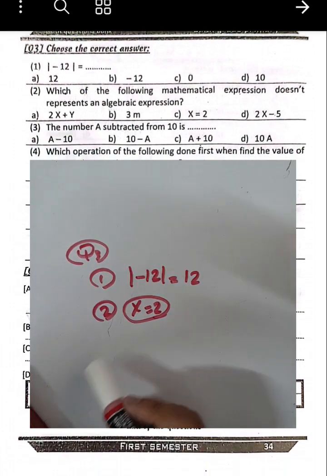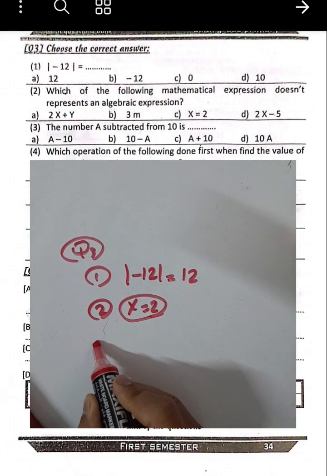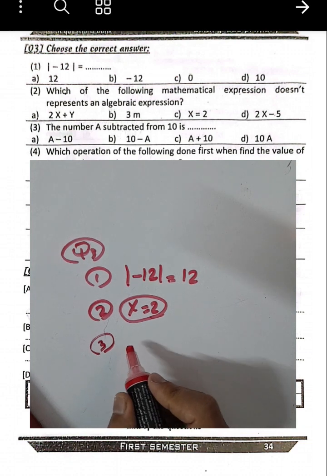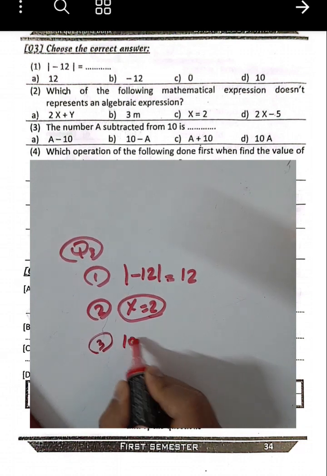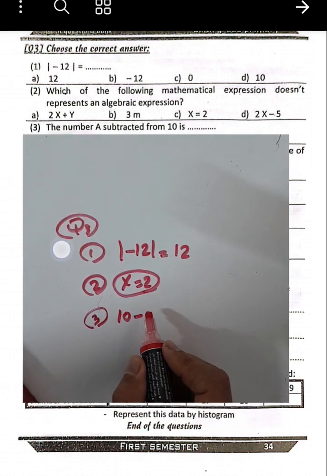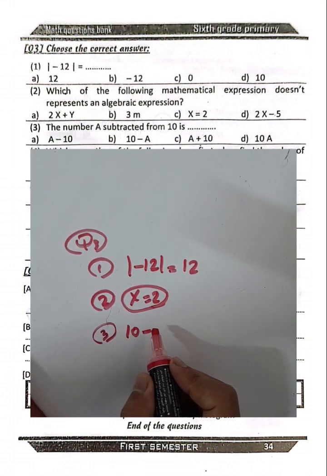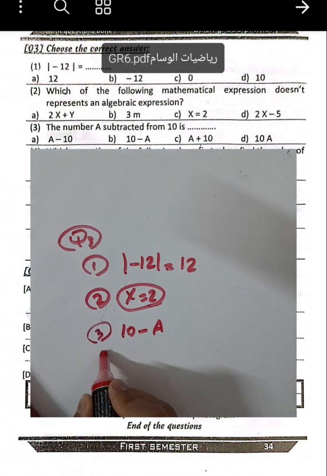Question number 3. The number a subtracted from 10 will be 10 subtracted by a. Question number 4.